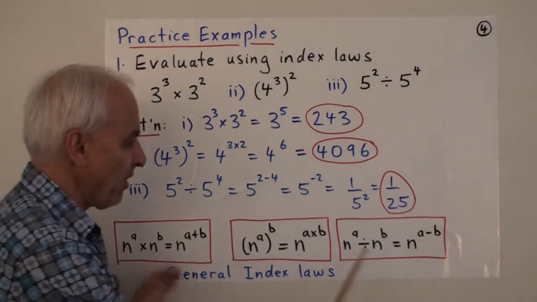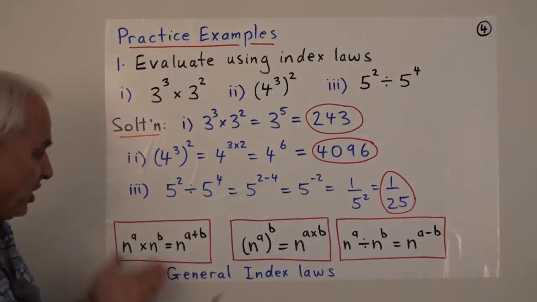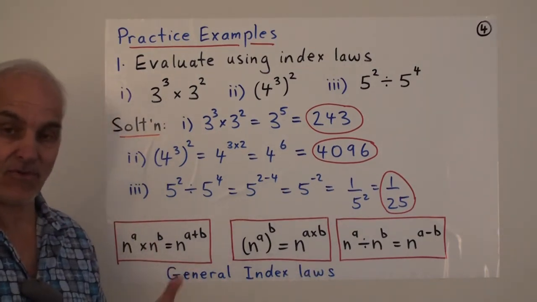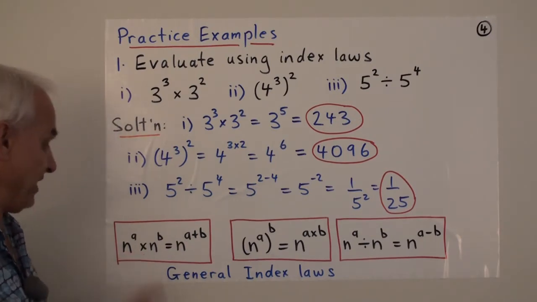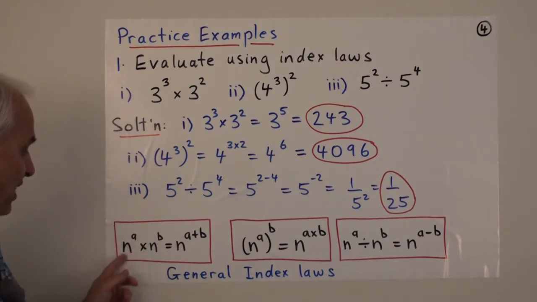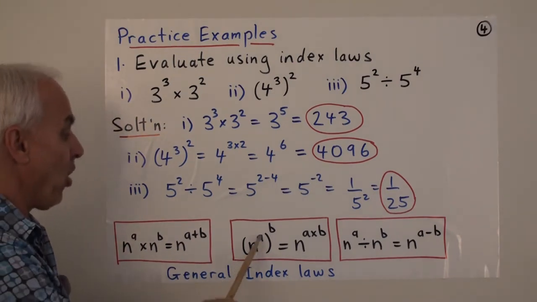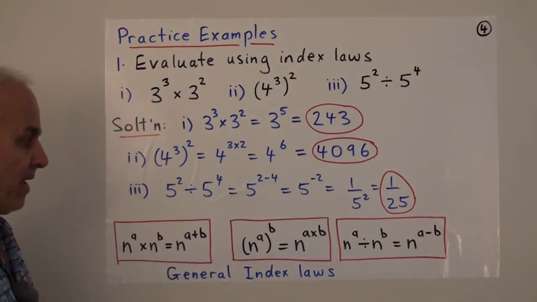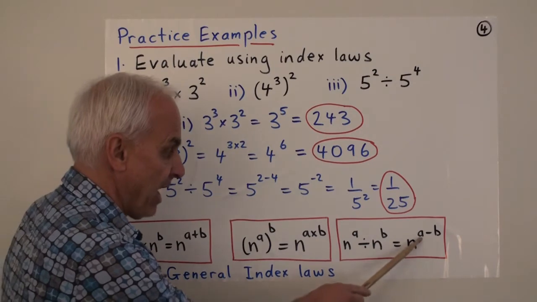So to summarize, here are the general index laws that we're using. These are just a little bit more general formulas than what we've already seen in the case of n equals 2 and n equals 10. But they apply for any base n. So n to the a times n to the b is n to the a plus b. n to the a all to the b is n to the a times b. And n to the a divided by n to the b equals n to the a minus b.